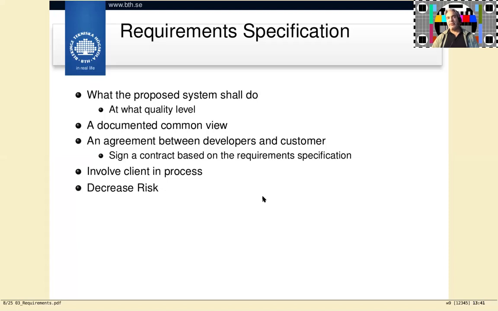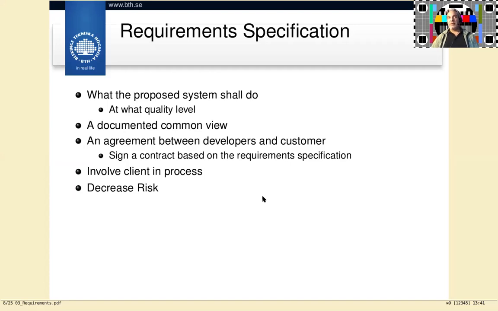There's an IEEE standard for that, IEEE 830. That specifies how a requirements document should be structured. These are the headings that should be in there. This is how you specify a requirement and so on. The point with a requirement specification is that you document a common view, a view that is agreed upon between you and the customers that are paying for the product. You sign contracts based on these requirement specifications.